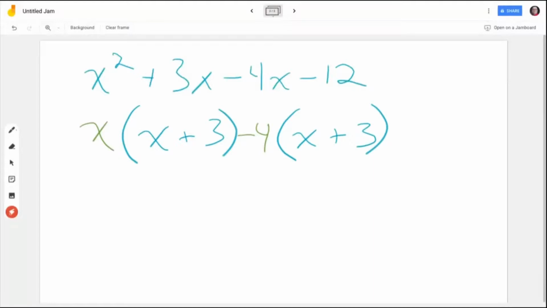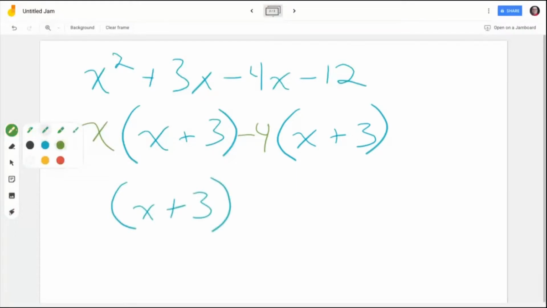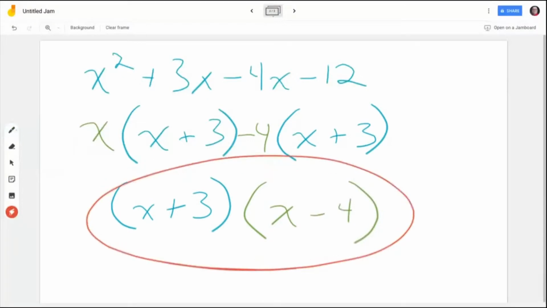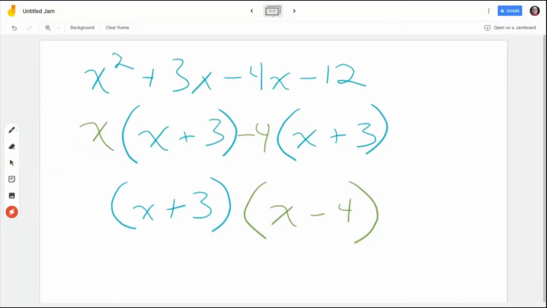All right, so now that I have an x plus 3 here, an x plus 3 here, I'm going to factor those out of this term and this term. So we're going to pull out an x plus 3. What's left over in this term here? Just an x. What's left over in this term here? A negative 4. And so my factored form is x plus 3 times x minus 4. That is a factored form of the x squared minus x minus 12.